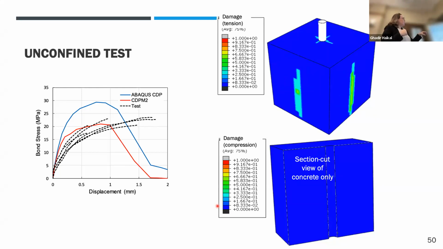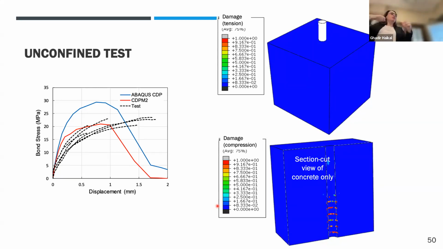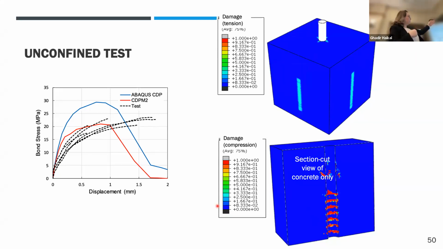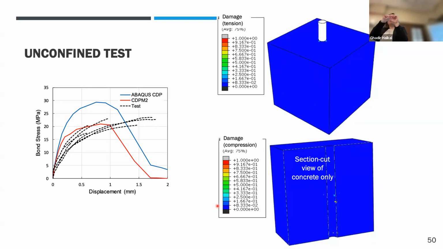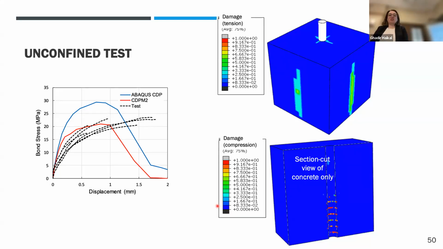What I'm showing you on the right is the damage in tension and compression. So as the bar is pulling out, this is where the tension damage is getting concentrated. And then if you take a section cut, you can see the compression damage right at the locations where the deformations around the bar are. And therefore, that's where the high concrete crushing is concentrated.